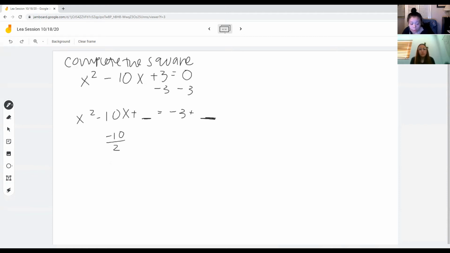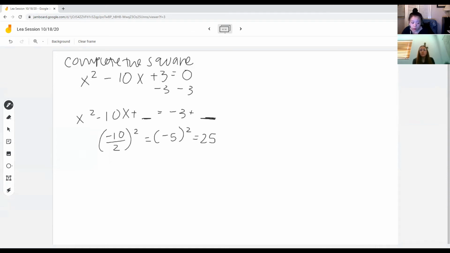Okay, you're right in the first part. You have to put it over 2, but remember we have to square it. That's super important. That's why it's called completing the square. So that might help you out. So negative 10 over 2 squared, what would you get? You would get negative 5 squared, and that would be negative 25. Or 25. Yeah, positive 25.